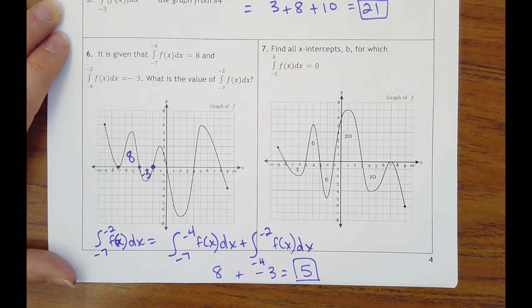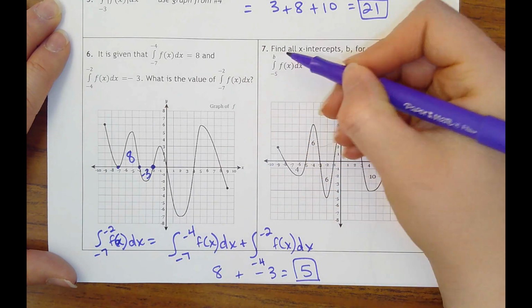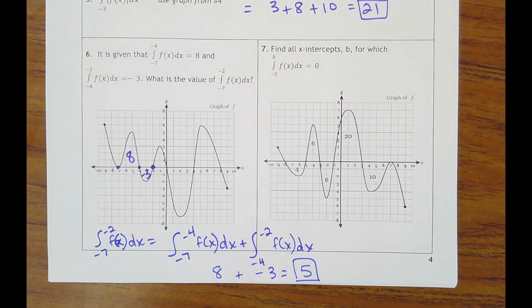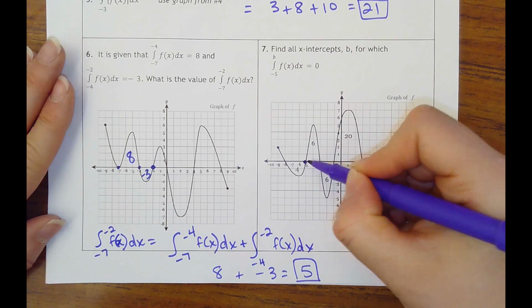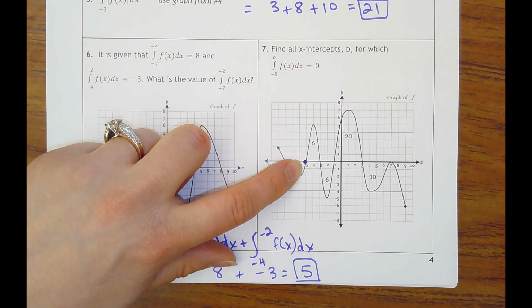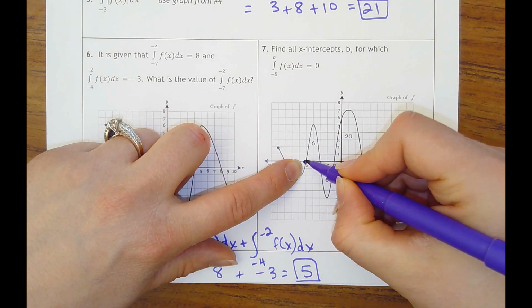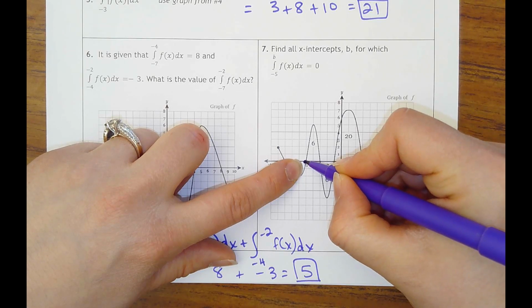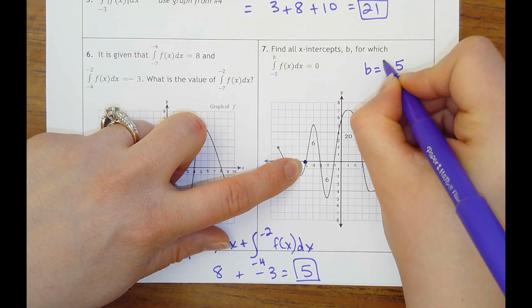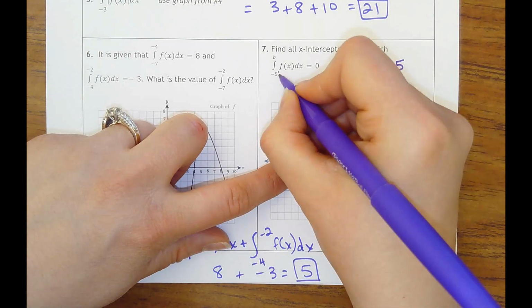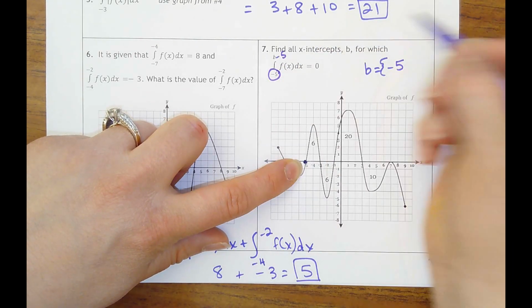And last but not least, find all x-intercepts B for which -5 to some value, that area needs to equal 0. So we need to net nothing. We need the same area to cancel out. So looking at -5 would be here. I could say that B is also -5. If I wanted to find the area of x is -5 to x is -5, I would have no area at all. So one answer is always going to be that same A value. So I could go from here to here and I would have nothing.